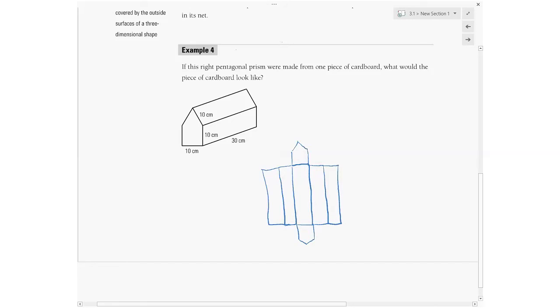Now let's label the sides. So this would be 30 centimeters long. Each of these sides are 10 centimeters. And again, we're going to get the same thing on the other side, so 10 centimeters, 10 centimeters. Let's call this 10 centimeters here. On the other side, just free up some space. And of course, these are all 30 centimeters long. So this is what that piece of cardboard would look like.